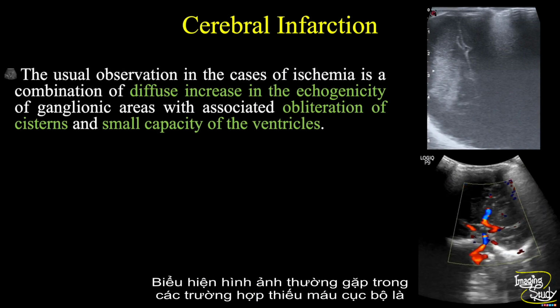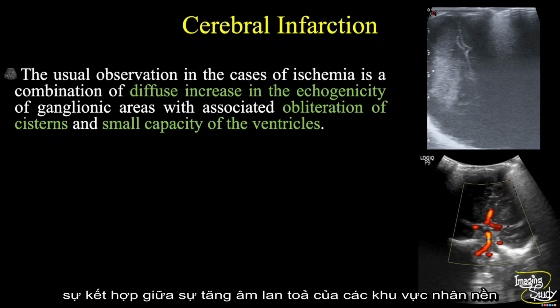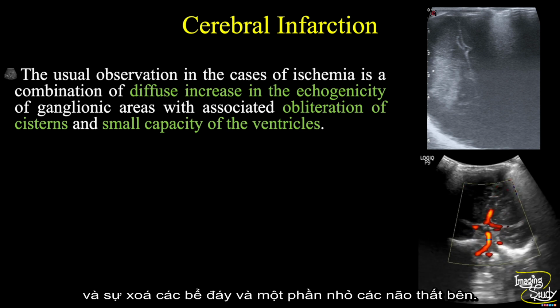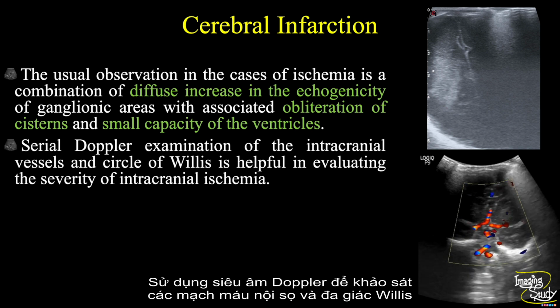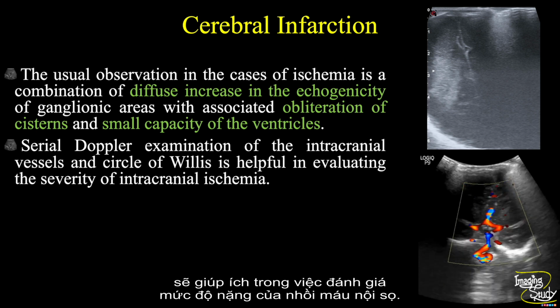The usual observation in cases of ischemia is a combination of diffuse increase in echogenicity of the ganglionic areas with associated obliteration of the cisterns and the compression over the ventricles. If you have the Doppler facility, then the serial Doppler examination of the intracranial vessels and circle of Willis is helpful in evaluating the severity of intracranial ischemia.